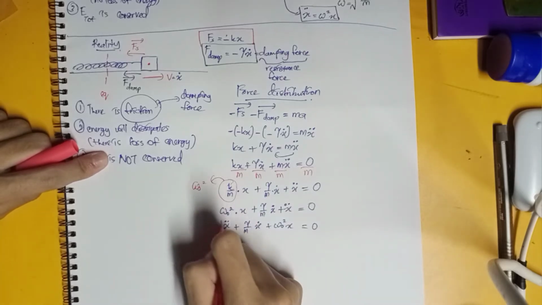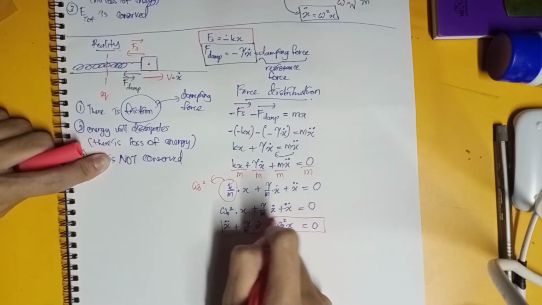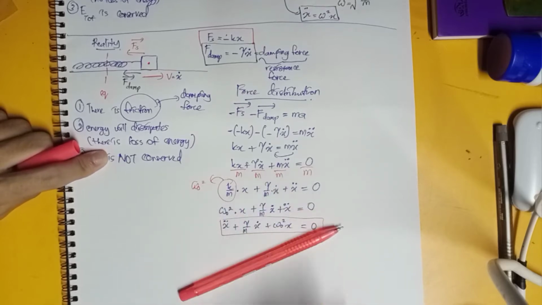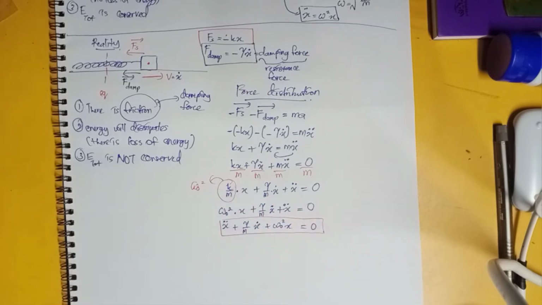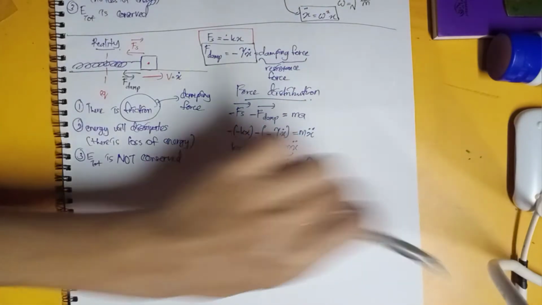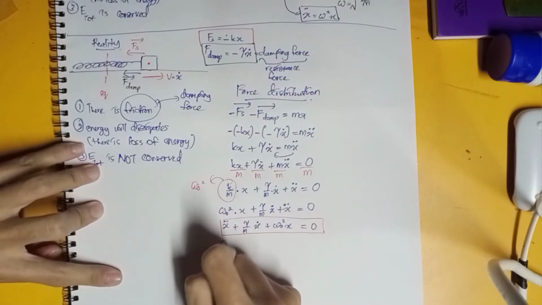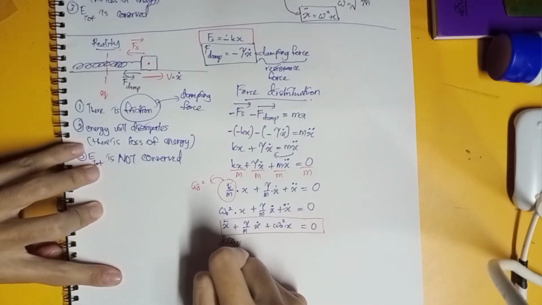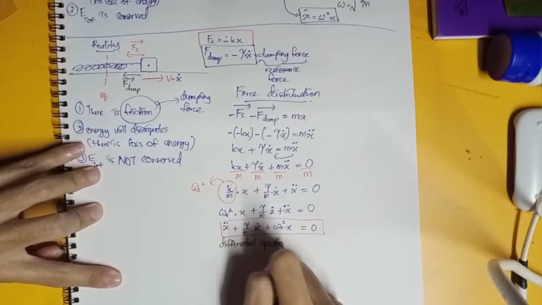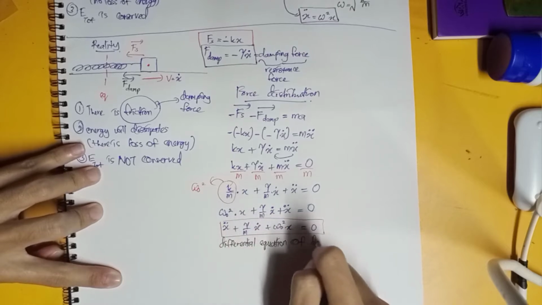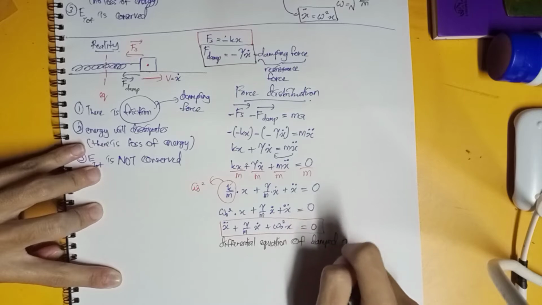This one right here is what we call the differential equation of damped oscillation.